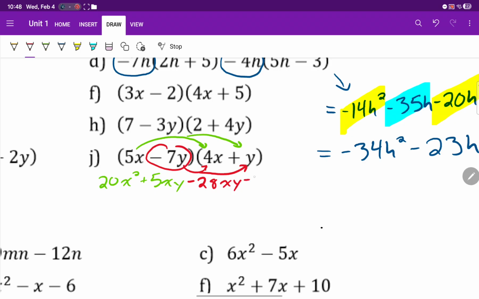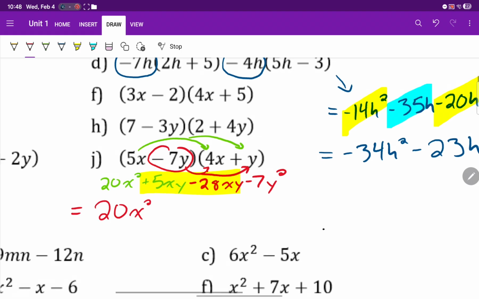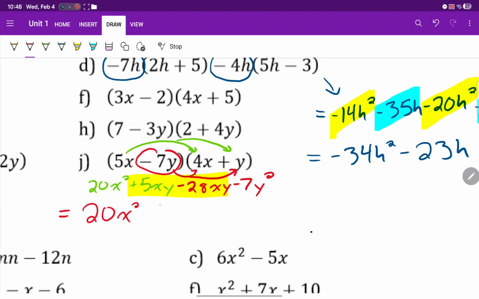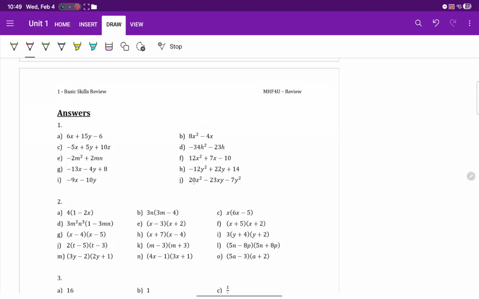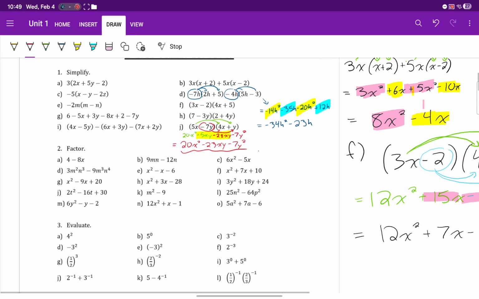-28xy and -7y squared. Now again, I'm going to collect my like terms. In this case, only our middle two terms are like terms. When I collect those two together, my 20x squared stays the same, 5xy minus 28xy is -23xy, and my -7y squared just stays the same. That is your final answer there. For these questions, just a reminder that the answers are right here: 20x squared minus 23xy minus 7y squared. So that one looks pretty good.